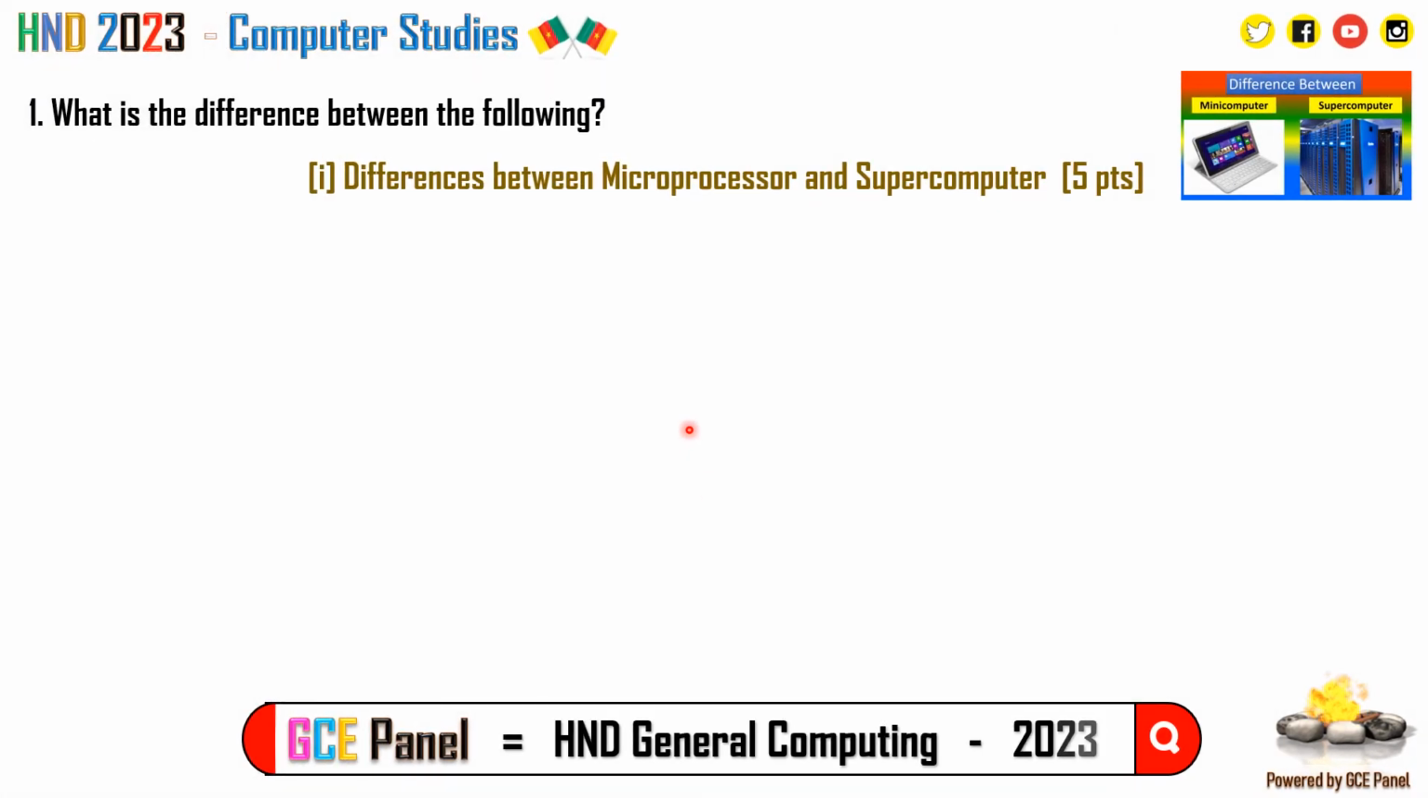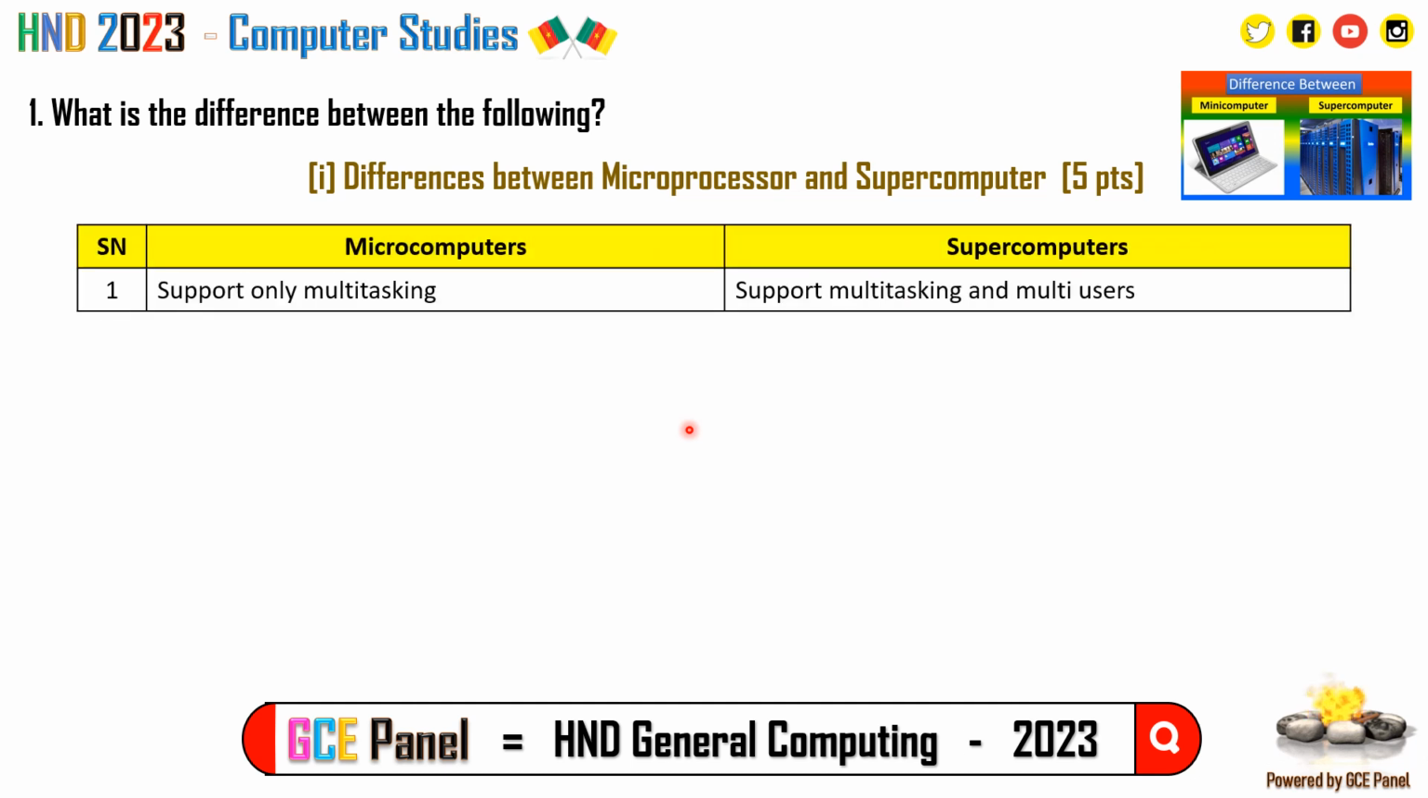First of all, the differences between microcomputer and supercomputer. Microcomputers support only multitasking. You can open many applications on the computer at once. But supercomputers support multitasking and multi-users. That means many users can be multitasking even at the same time.